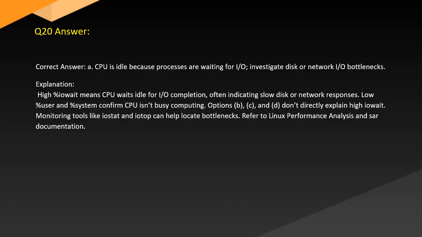Answer. Correct answer: CPU is idle because processors are waiting for I/O. Investigate disk or network I/O bottlenecks. Explanation. High %iowait means the CPU waits idle for I/O completion, often indicating slow disk or network responses. Low %user and %system confirm the CPU isn't busy computing. Options B, C, and D don't directly explain high iowait. Monitoring tools like iostat and iotop can help locate bottlenecks. Refer to Linux performance analysis and SAR documentation.